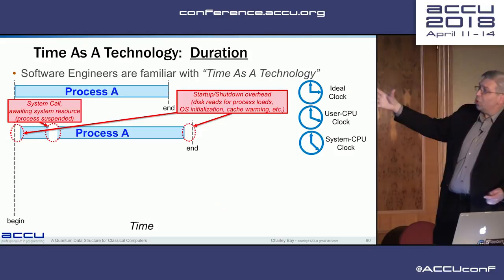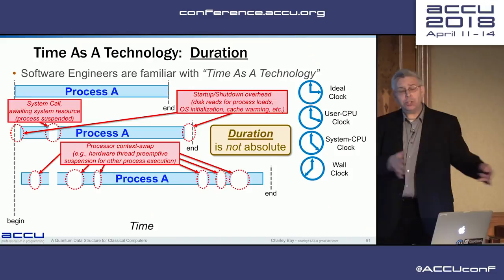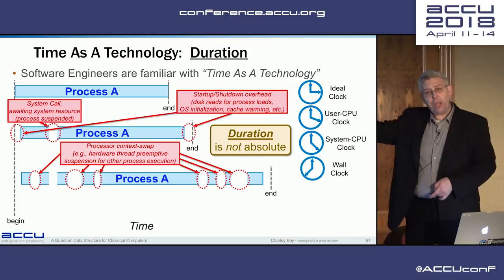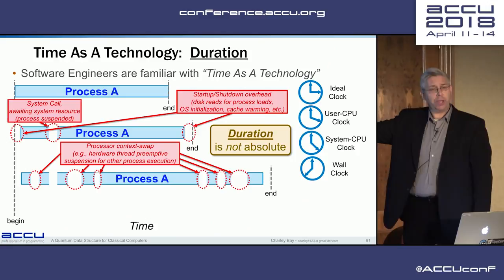We now have to context swap on and off of our core, our hardware thread, and we're interacting with other processes perhaps, but the duration of the run is not absolute. It's going to vary. It's going to vary all the time. This is why micro benchmarking is so blooming hard. How do you normalize and control for this? Well, it doesn't stop there.